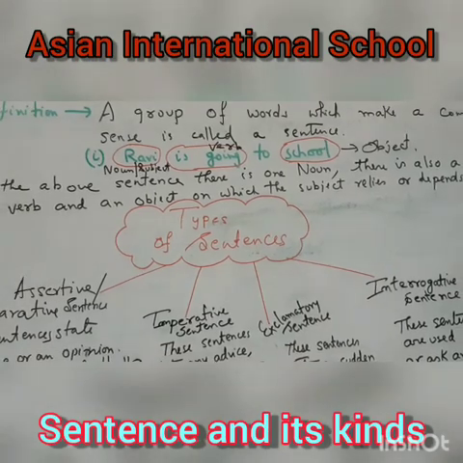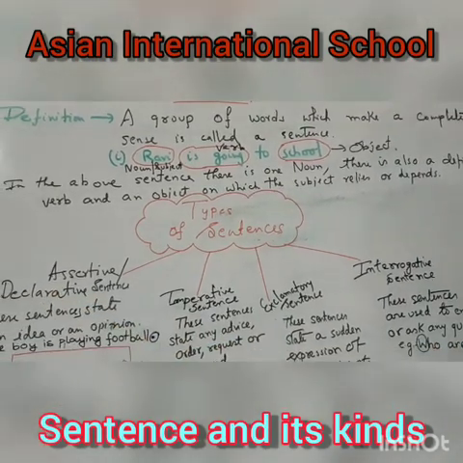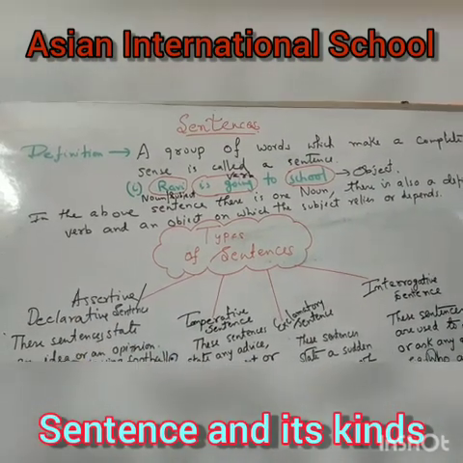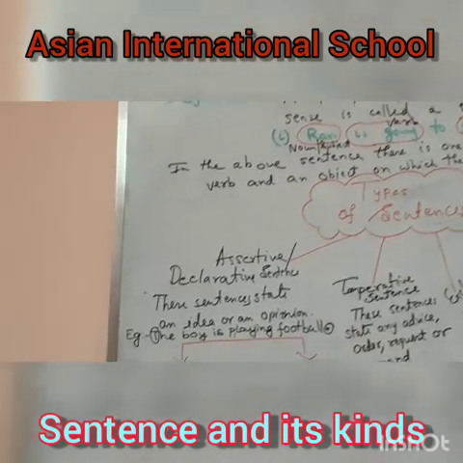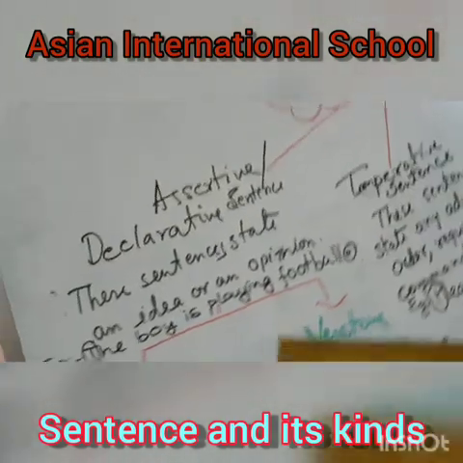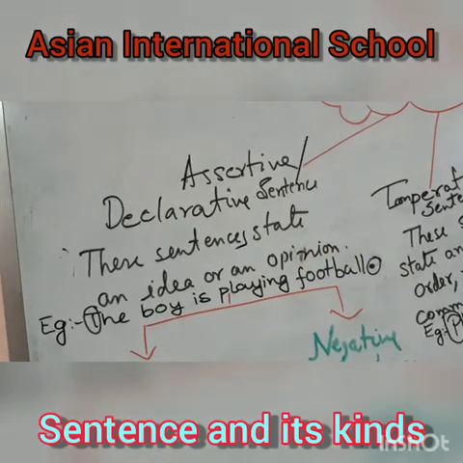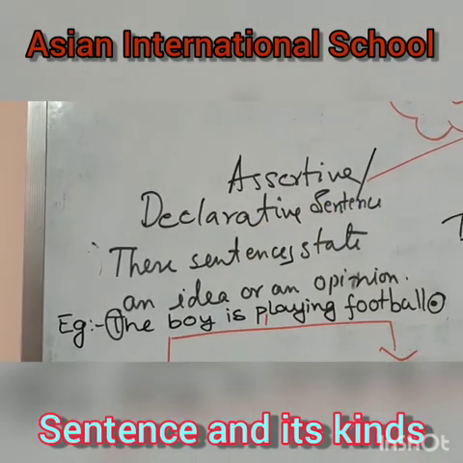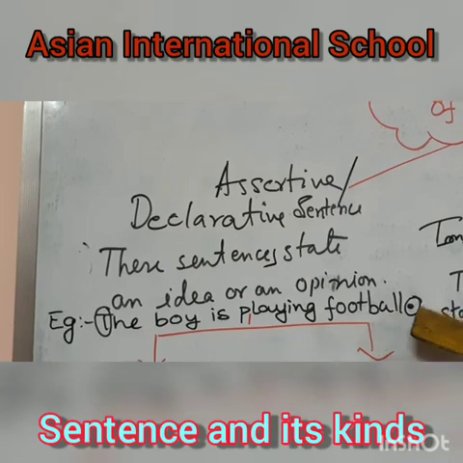Next we go to the types of sentences. The types of sentences are as follows. Assertive or declarative sentences which state an idea or an opinion. In any sentence, when there is an idea or an opinion which is expressed, it is called an assertive or declarative sentence. The boy is playing football.